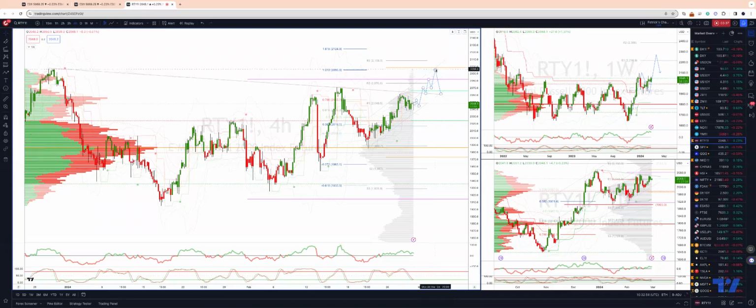And I think we could then look on to a move to test into the 127 extension of this last major corrective phase, 2095, and then we'd expect that the 21 handle becomes a magnet. On the weekly time frame, I think we could ultimately be setting up for a move to test the 2270s as the next upside objective there on the Russell.